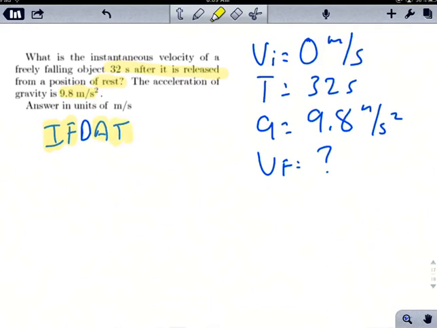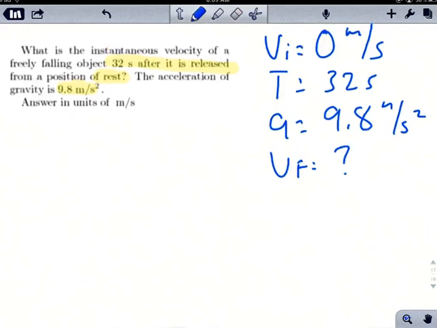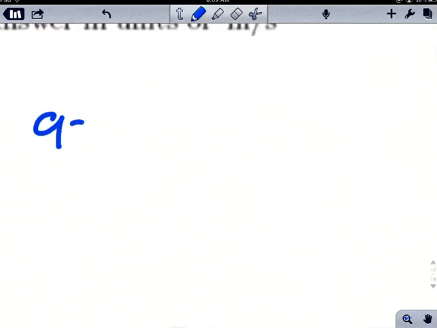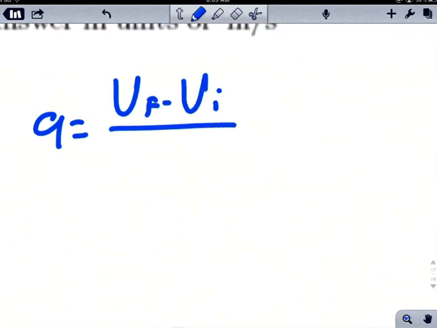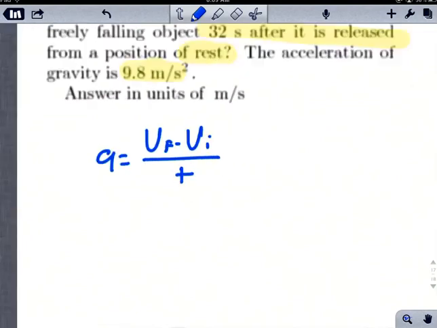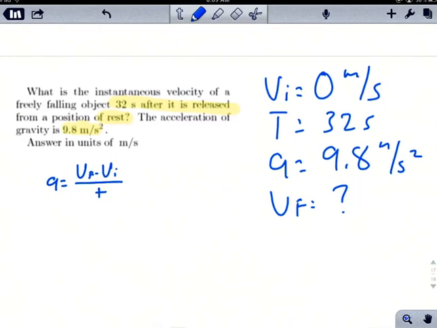So we're going to use the equation that does not have distance, which we know that equation is going to be our acceleration equals our final velocity minus our initial velocity all over our time. Okay, so in that equation, since our initial velocity is going to be 0, we can just go ahead and take that out of there, and we're left with this equation. And let's solve for our final velocity.